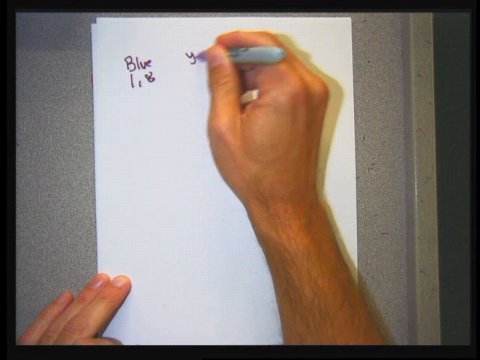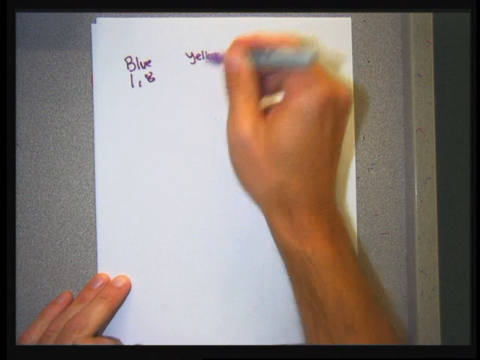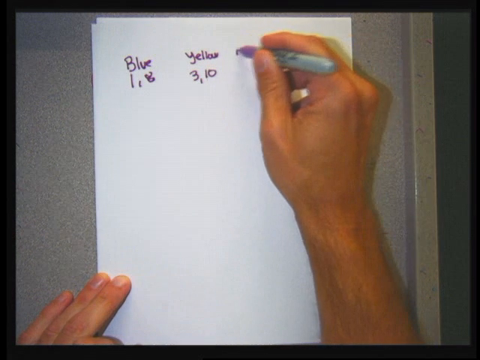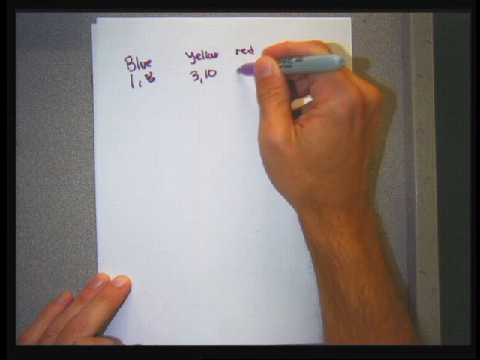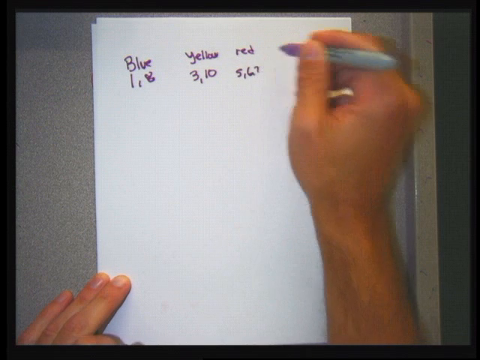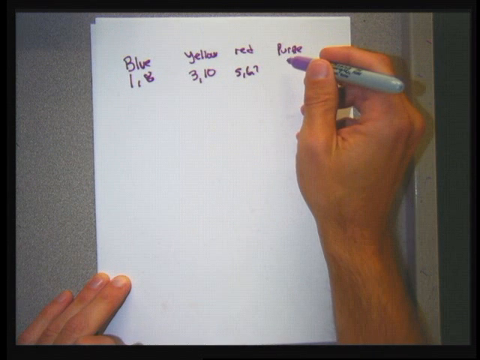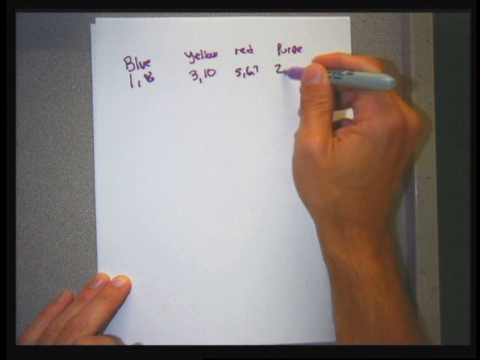It has some yellow figures. Those are the numbers 3 and 10. It has some red figures, or red numbers. Those are the numbers 5, 6, and 7. And it has some purple numbers. Those are the numbers 2, 4, 9, 11, and 12.